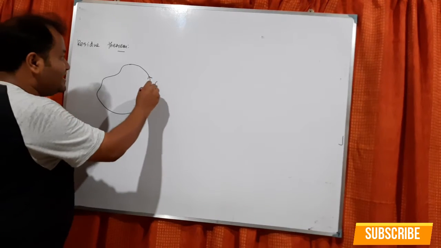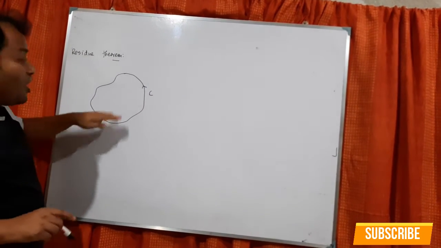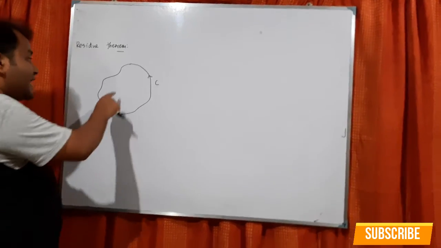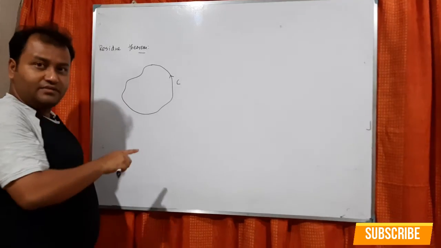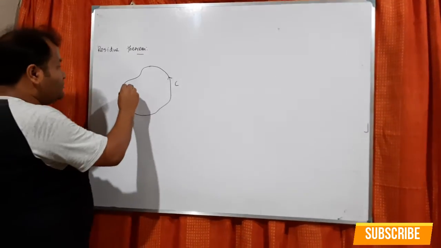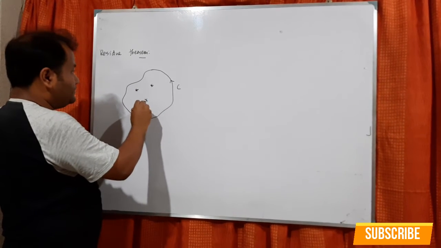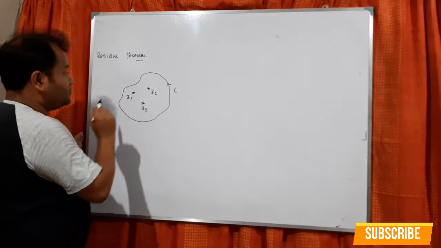if C is a simple closed curve. What does that mean? Or a simply connected domain, that means there should not be any gap, and the function is analytic throughout this, then we get some formula. But what will happen if there is some gap? Say there is a point Z1, there is a point Z2, there is a point Z3.